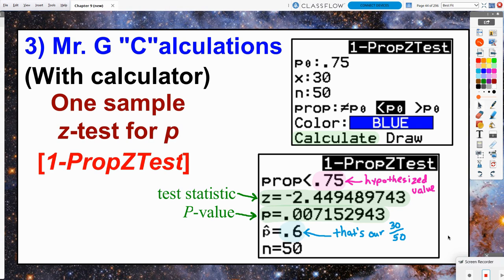So what does the calculator command look like for our Rubik's Cube problem? I named the procedure: it's a one sample z-test for a proportion, or for p. I used my 1-PropZTest. So the claim is that Mr. G can solve the Rubik's Cube 75% of the time in under 75 seconds.